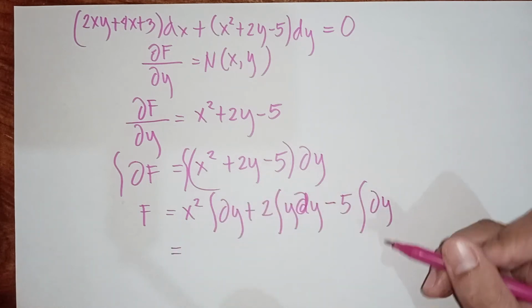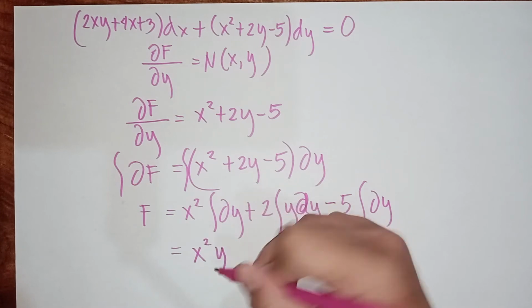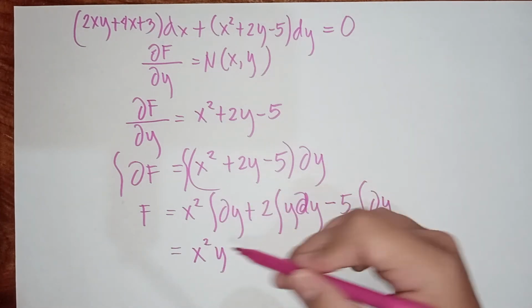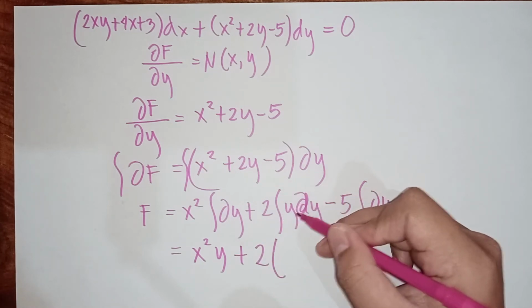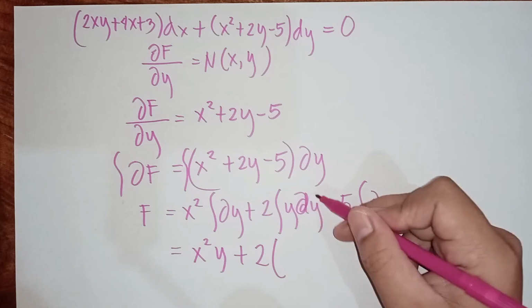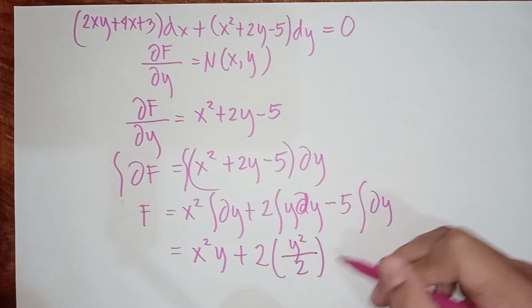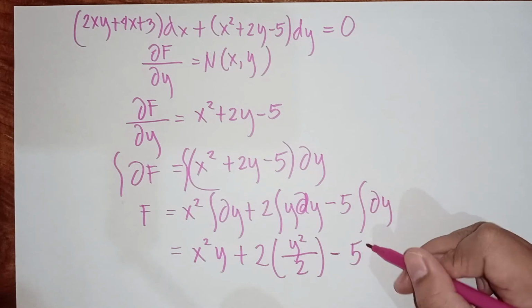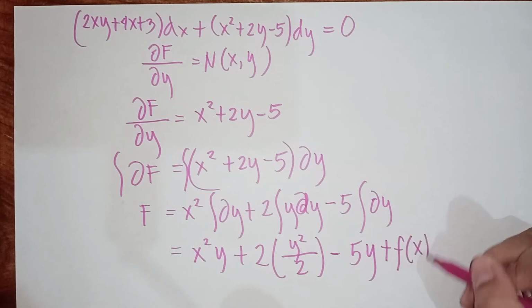So by simplifying, this is equal to x squared y. Okay, because the integral of partial derivative of y is y, plus 2 times the integral of y, that is partial derivative of y, that is y squared over 2, minus 5 times the integral of partial derivative of y, that is y, plus f of x.